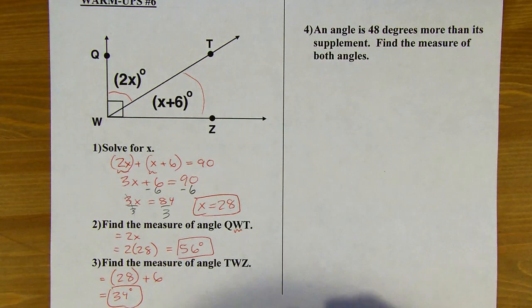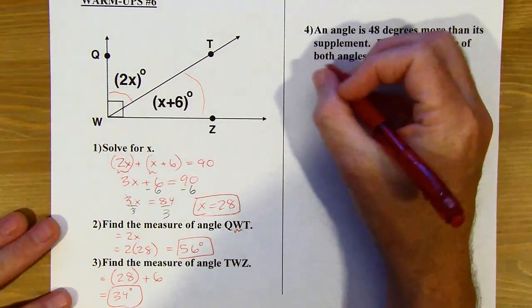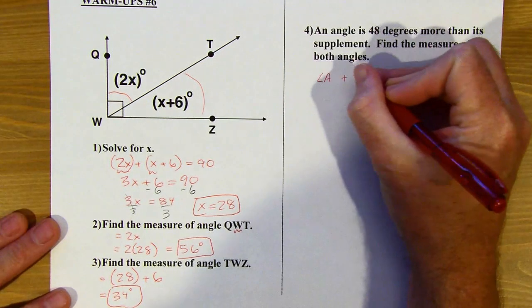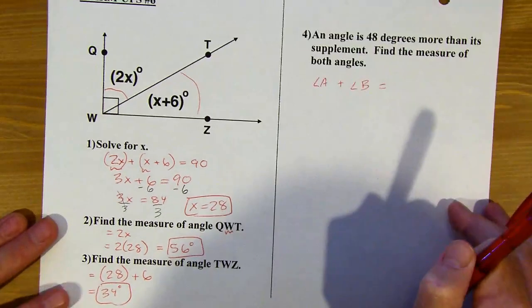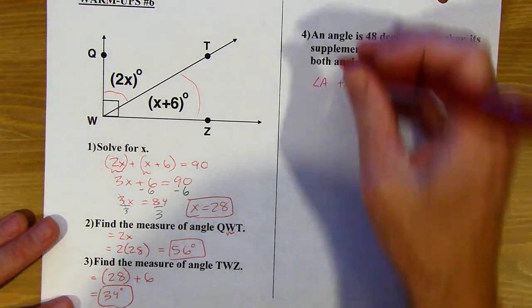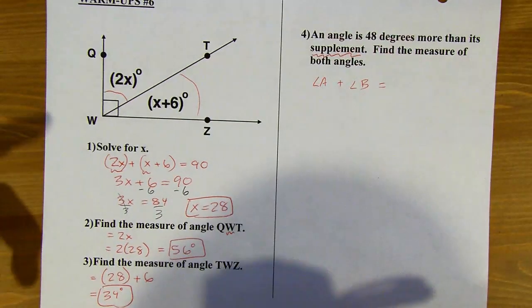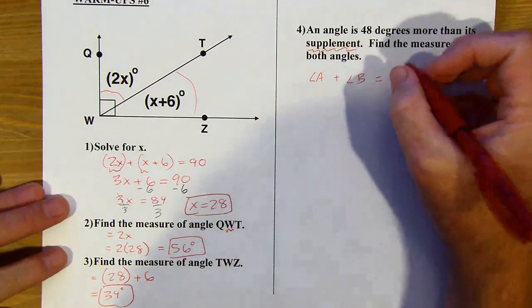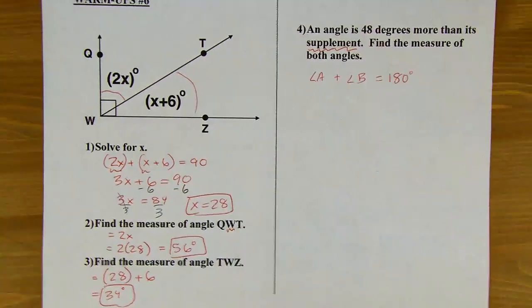Here's how I like to set these type of problems up. I've got two angles. I don't know their measures. So I'll call them angle A and angle B. What I do know about these two angles is what their sum is, because it says that they're supplementary to each other, okay? And that means that they're going to add up to 180 degrees. If this said complementary, they'd add up to 90, but this is going to add up to 180 degrees, okay?